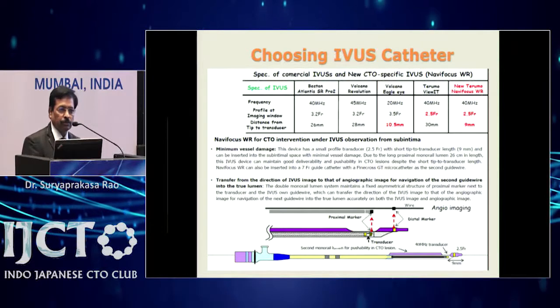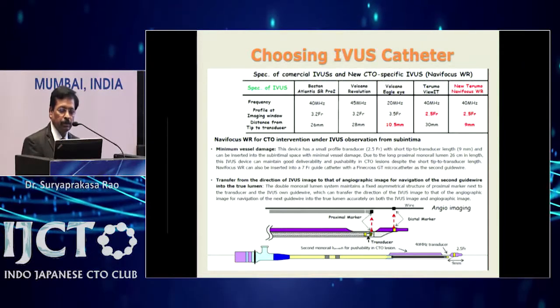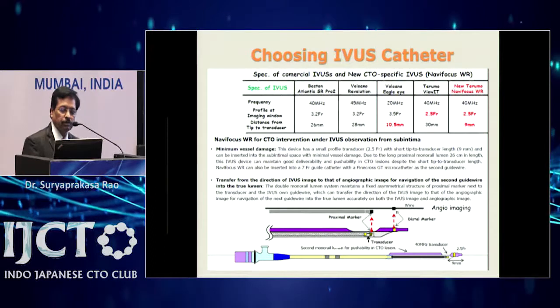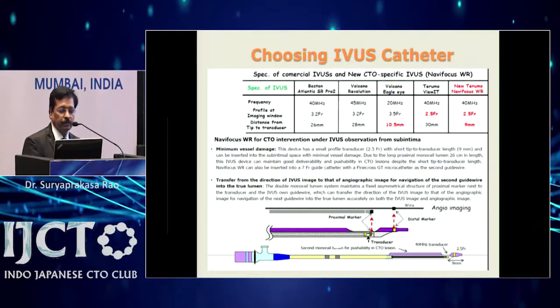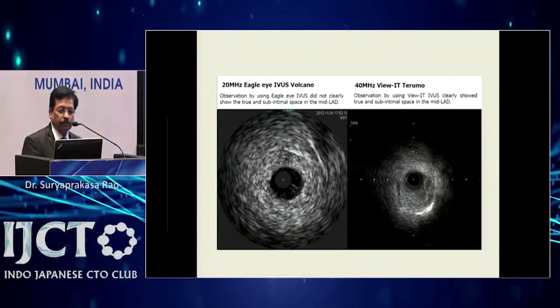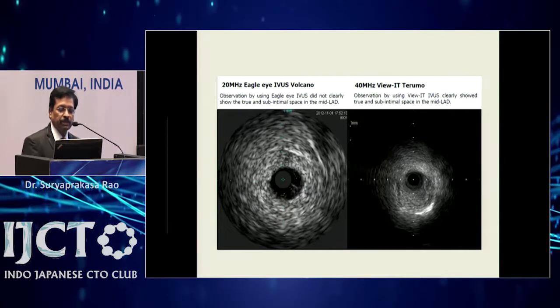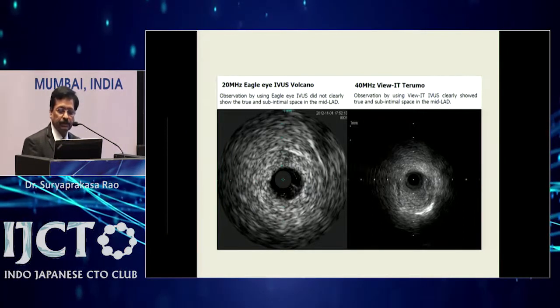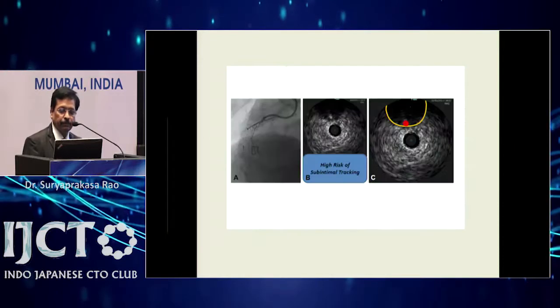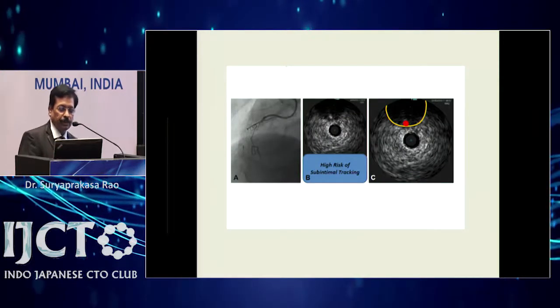You should be able to discriminate the wire and the calcium, and you should be able to discriminate the true lumen and the false lumen correctly. So here you see the difference between the 20 megahertz and 40 megahertz, and how the true and false lumen look. So this is one way you track it.